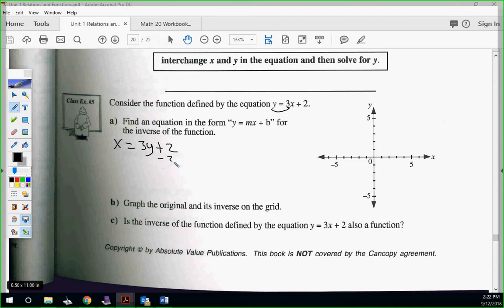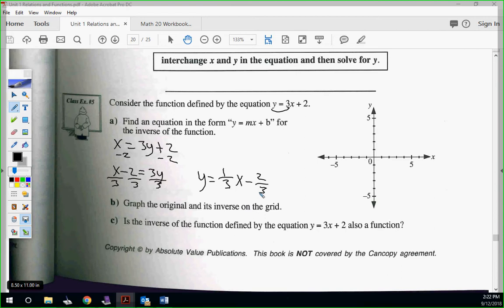So we minus the 2 first. Divide the 3 to everything. People missed that last class. x over 3 is the same thing as 1/3 x. I write it like that. Why? So you can see your slope. Okay, your slope's 1/3. x over 3, it's harder to see.